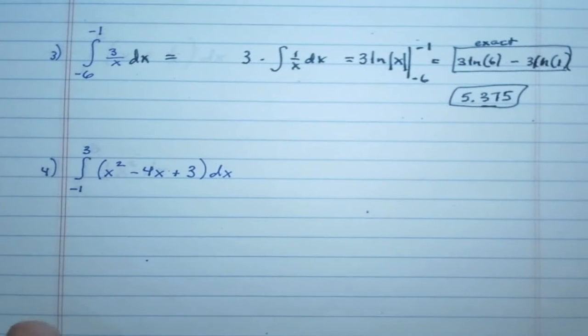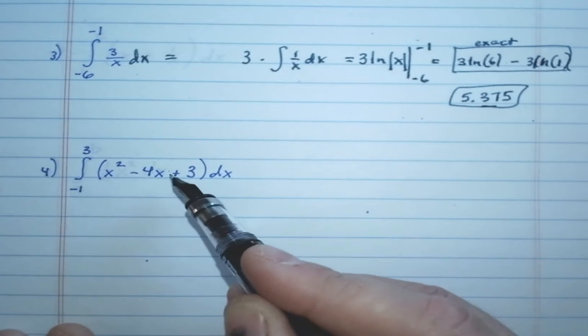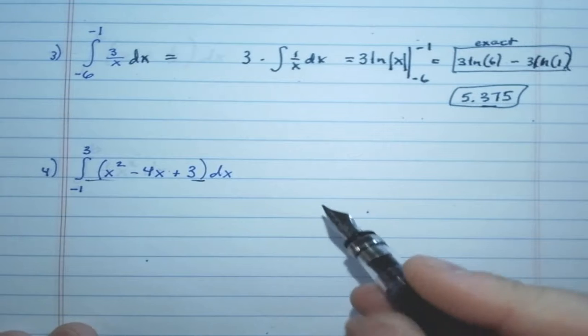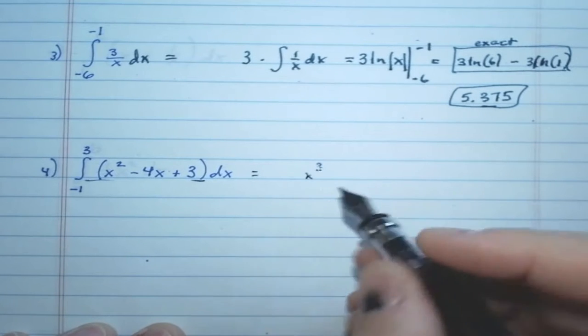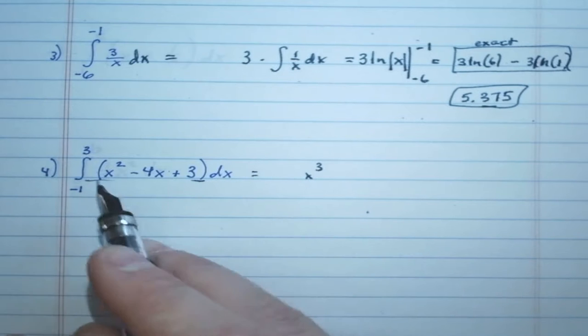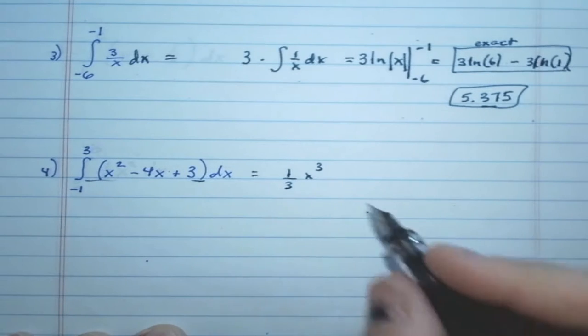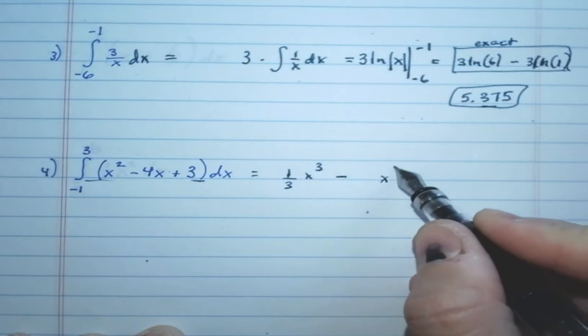All right. Now, let's try one more. So the indefinite integral of x squared minus 4x plus 3, right? So what's the indefinite integral of this guy? So x squared is going to be x cubed. And if I take its derivative, I get 3x squared, which means I've got to take care of that with a 1/3.